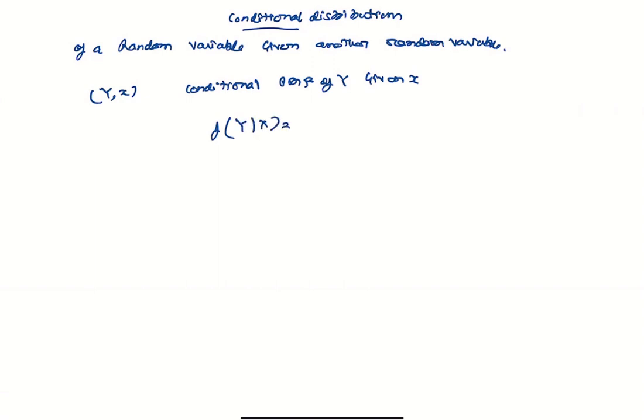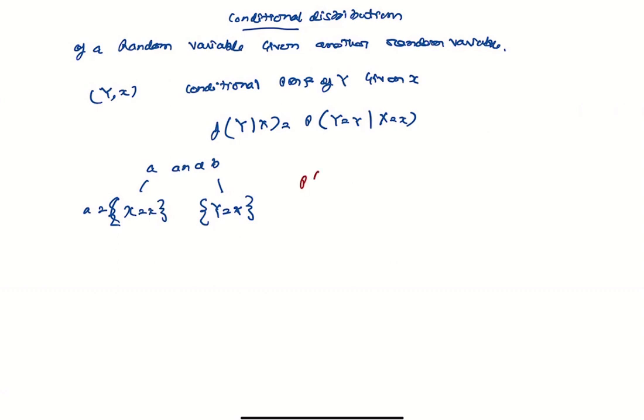f_{Y|X} is the probability of Y equal to y given X equal to x, which follows the rule that if we take two events A and B, such as A is X equal to x and B is Y equal to little y, then this can be written as the probability of B given A, that will be the probability of Y equal to y and X equal to x, divided by the probability of X equal to x.